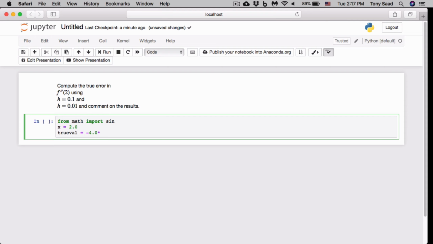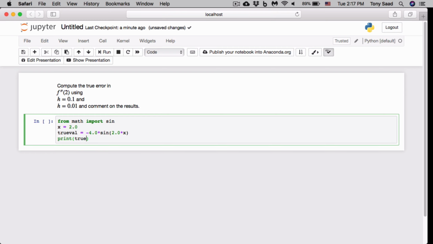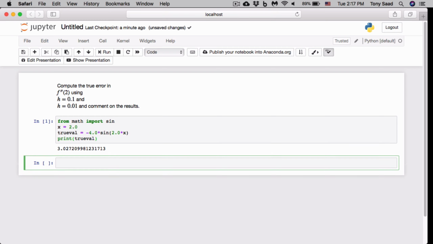And I can simply just compute this, 2 times x, okay? And then print the true value. So we get 3.0272, whatever, okay? That's the true value. All right.